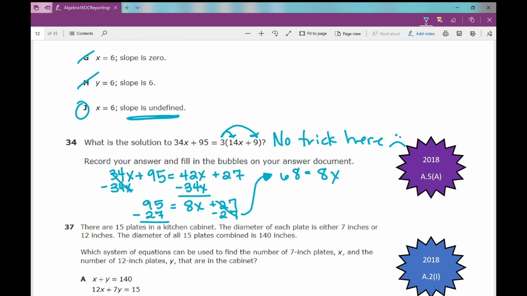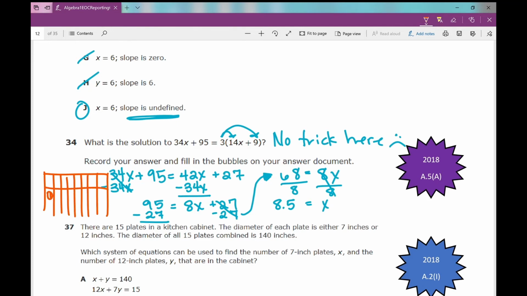Okay, what do I need to do now? I need to divide by 8. 68 divided by 8 is 8.5. So on my grid, it's going to look like this. There's my positive, there's my negative. It's positive 8 decimal 5. So 8.5.